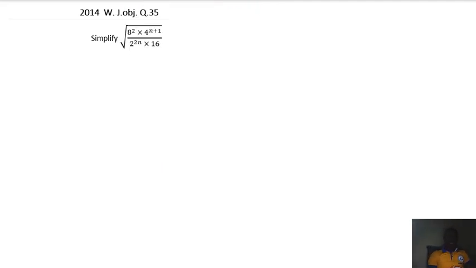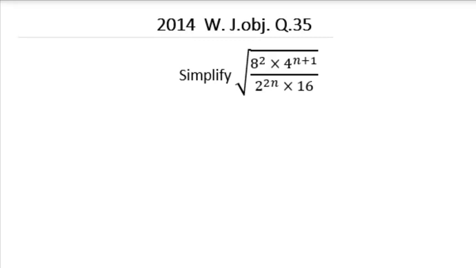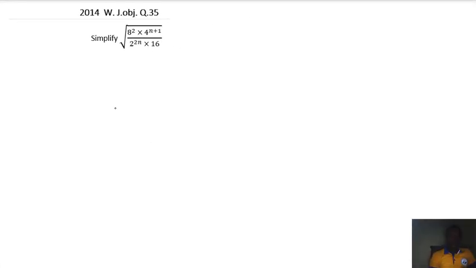Welcome back. We are still on indices. Today we are moving on to 2014 WASSCE June objective question number 35. It says we should simplify the square root of 8 exponent 2 times 4 exponent n plus 1, all over 2 exponent 2n times 16. Simplify means we are reducing it to the simplest form.